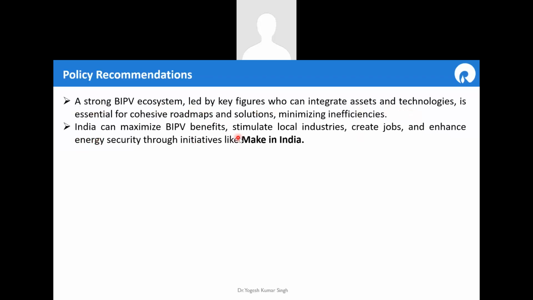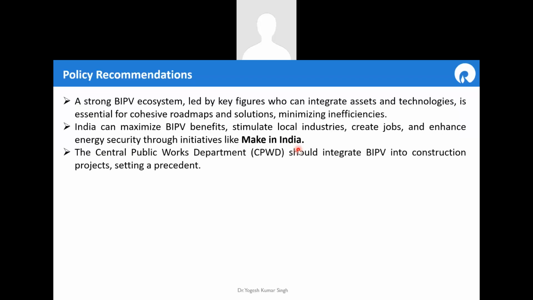Now, the BIPV benefits with the local industry will create different jobs and enhance energy security, and it also comes under the Make in India initiative. So if we promote in-house productivity, a lot of scope and a lot of jobs will also be created from there.